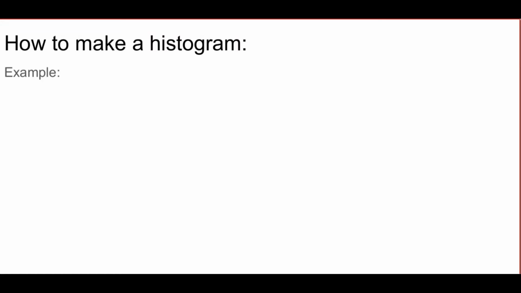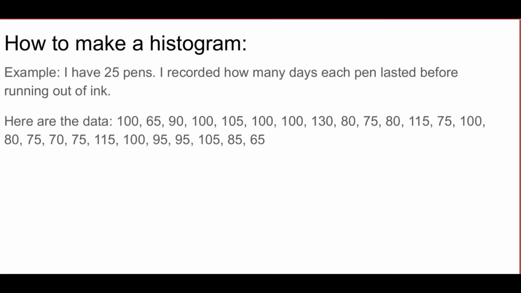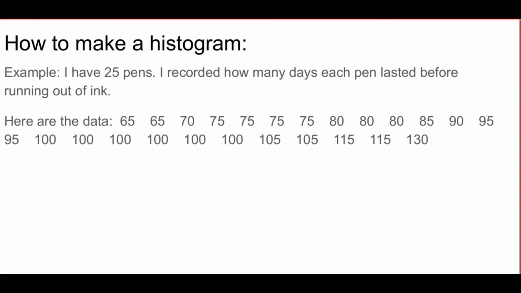So here's our example. Imagine that I have 25 pens and I recorded how many days each ink pen lasted before it ran out of ink. So here are the data, and I'm listing how many days for each pen before it ran out of ink and couldn't write anymore. These are kind of hard to look at for me, so I'm going to put them in order. Not the order I use the pens, but least to greatest. So now they're in order, and I can see easily that the data range from 65 days to 130 days.